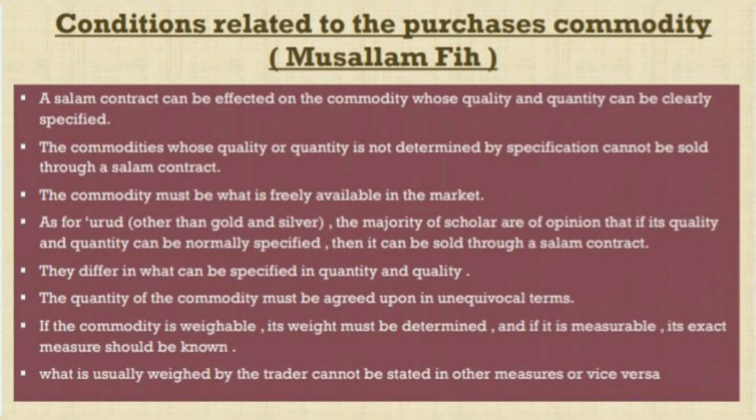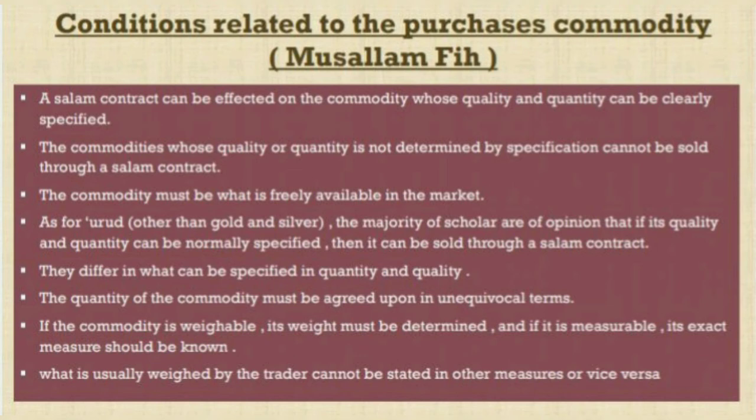And then, they differ in what can be specified in quantity and quality. Maksudnya, perbezaan benda ni dapat ditentukan dalam kuantiti dan kualiti. Number 6 is, the quantity of the commodity must be agreed upon in unequivocal terms. Maksudnya, kuantiti komoditi mesti dipersetujui dengan jelas.